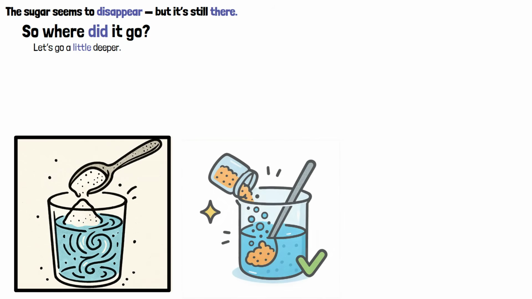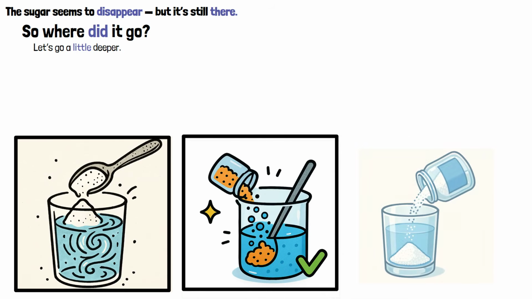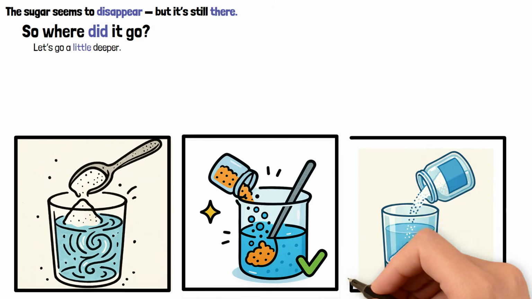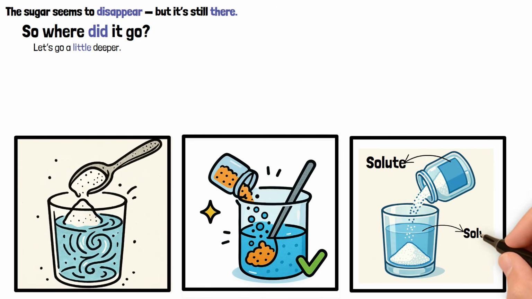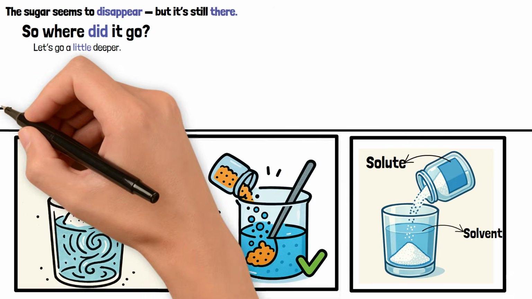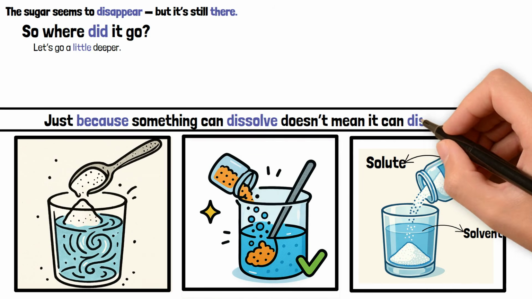When a substance dissolves in another, it forms a solution. The substance that dissolves is called the solute, and the substance that does the dissolving is the solvent. In this case, sugar is the solute and water is the solvent. But wait, here's something even more interesting. Just because something can dissolve doesn't mean it can dissolve forever.